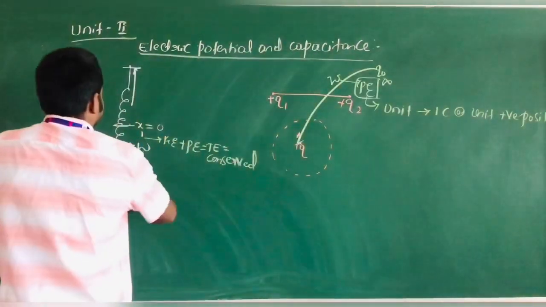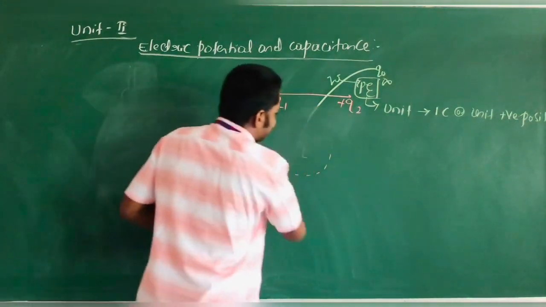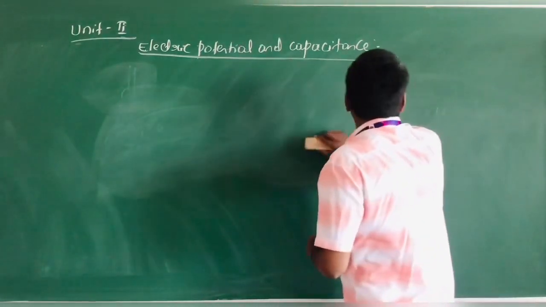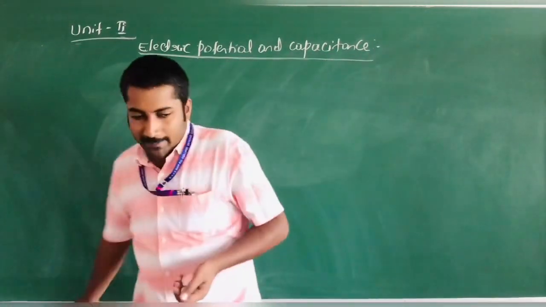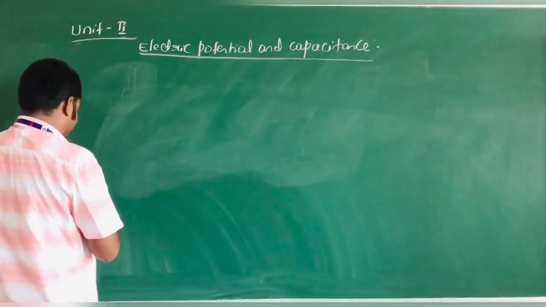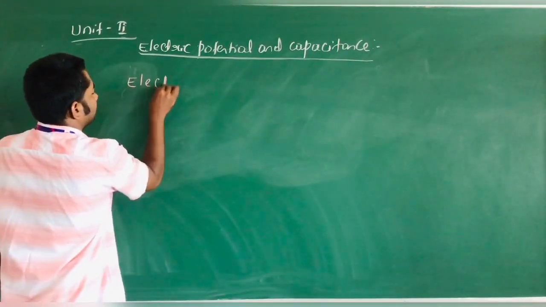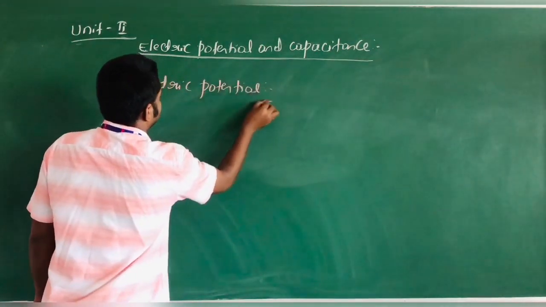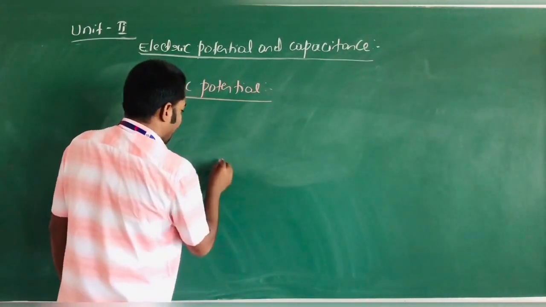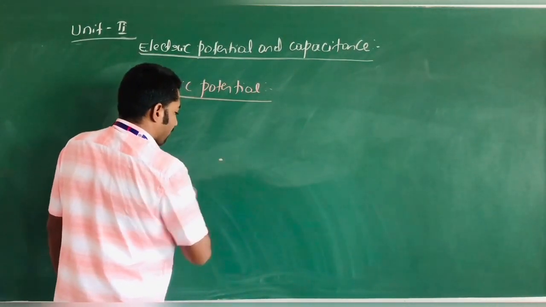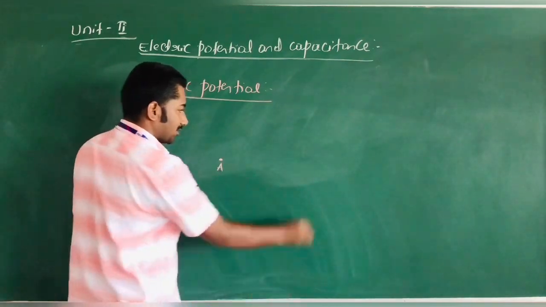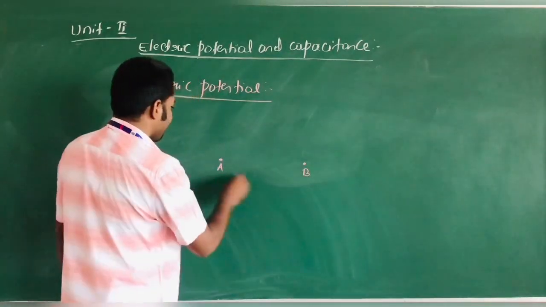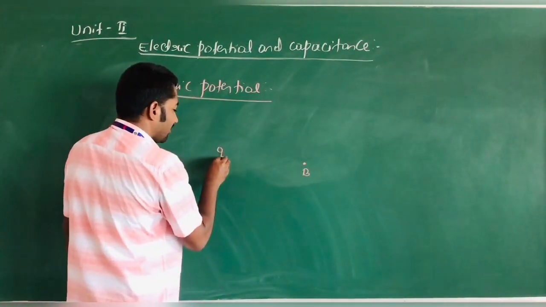Now we will discuss what is electric potential, what is the SI unit of electric potential, and its physical quantity. Electric potential. Suppose I consider this is the point A and this is another point B. Now consider the charged particle which is situated at this point.